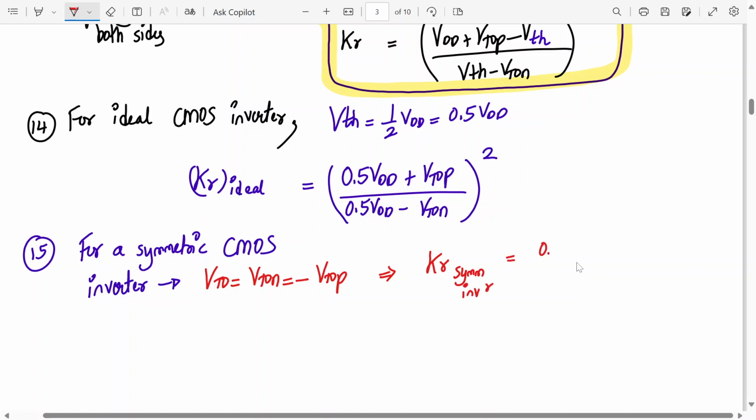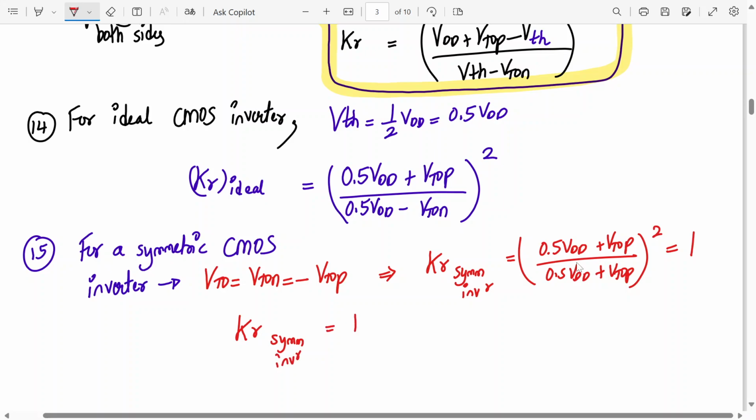So here you substitute 0.5 Vdd plus Vtop, and here instead of minus Vtop you substitute plus Vtop again. So this factor becomes equal to 1. So Kr, the inverter ratio for a symmetric inverter, is 1. That's also a very important point. The inverter ratio is 1 for a symmetric CMOS inverter. This is one important observation.